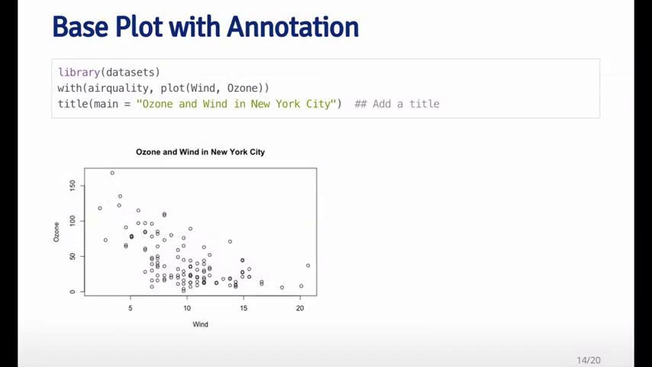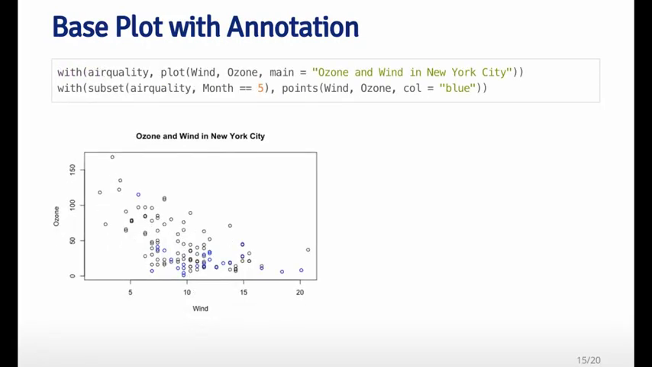So here's a couple examples of how to make plots and then annotate them. Here I'm plotting the wind and ozone that I had before, a scatter plot, but now I'm adding a title to the top of the plot. So you can see it's ozone and wind in New York City. In this plot, I'm again doing a scatter plot, but instead of using the title function to add the title, I put the title directly into the call to plot.